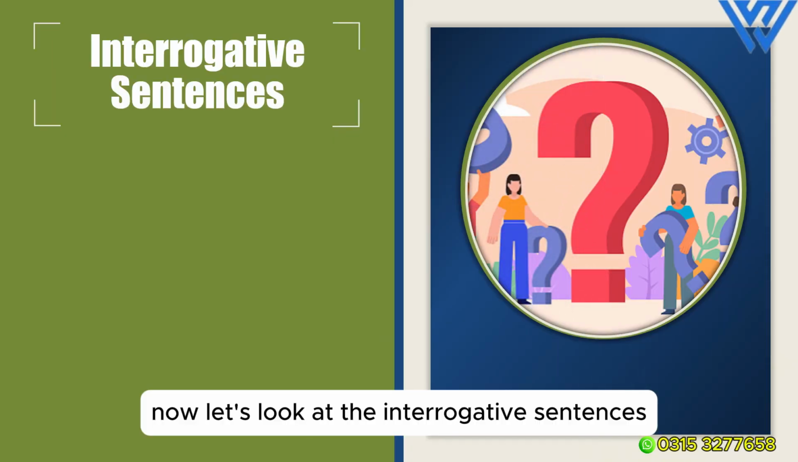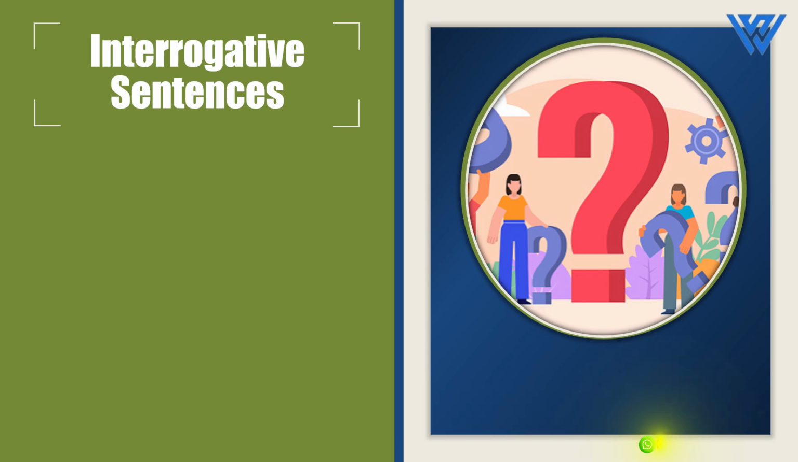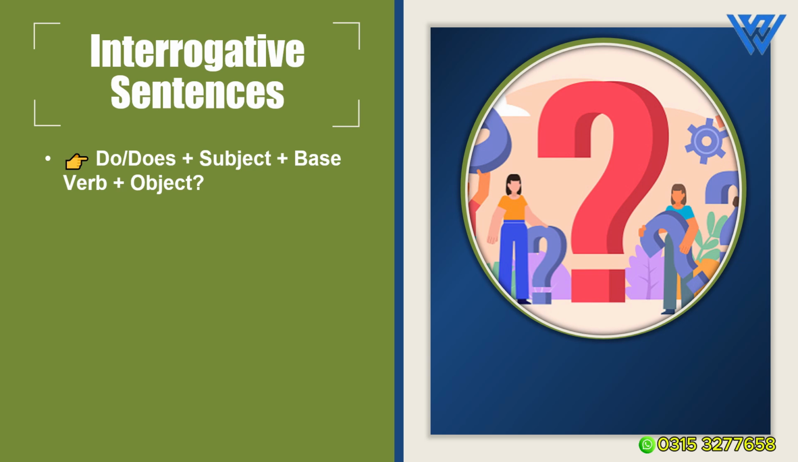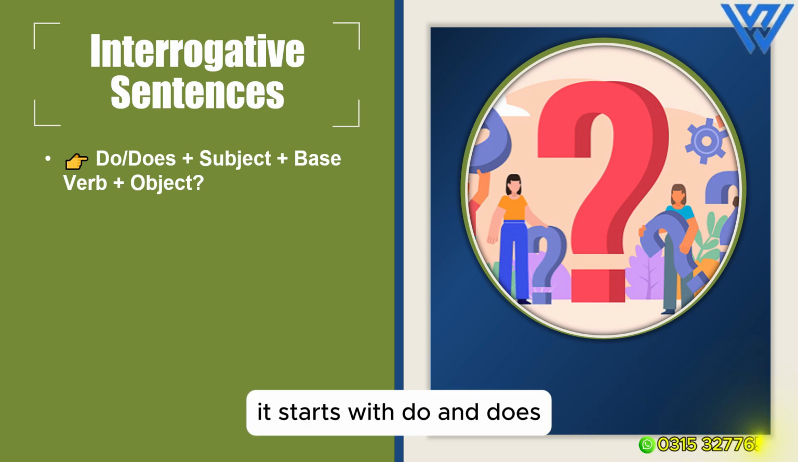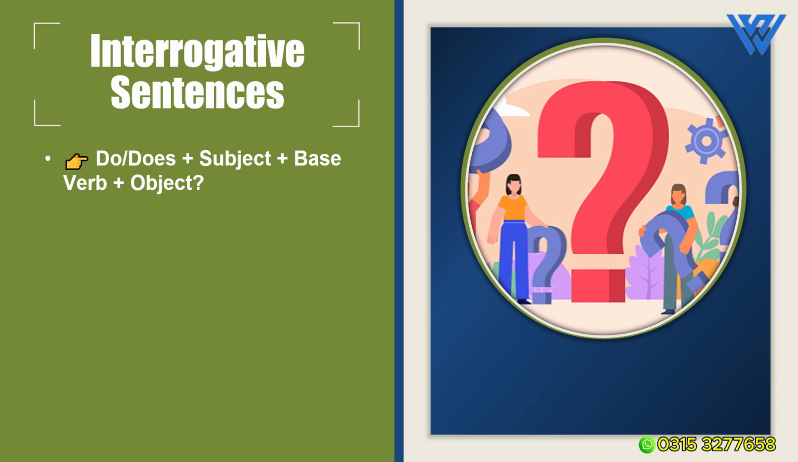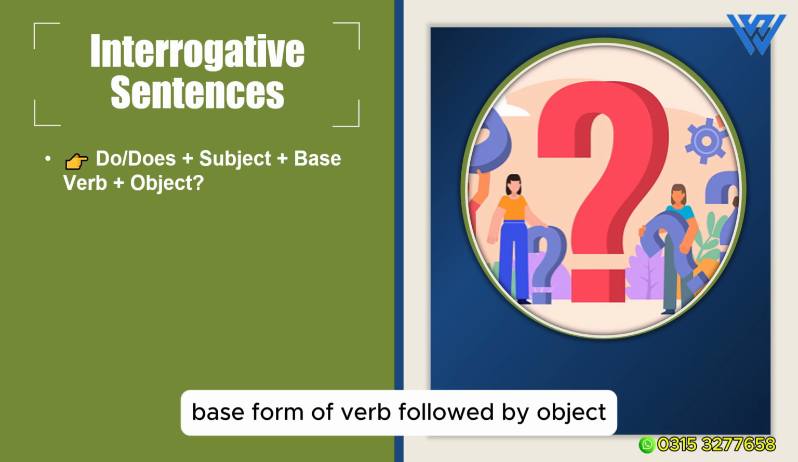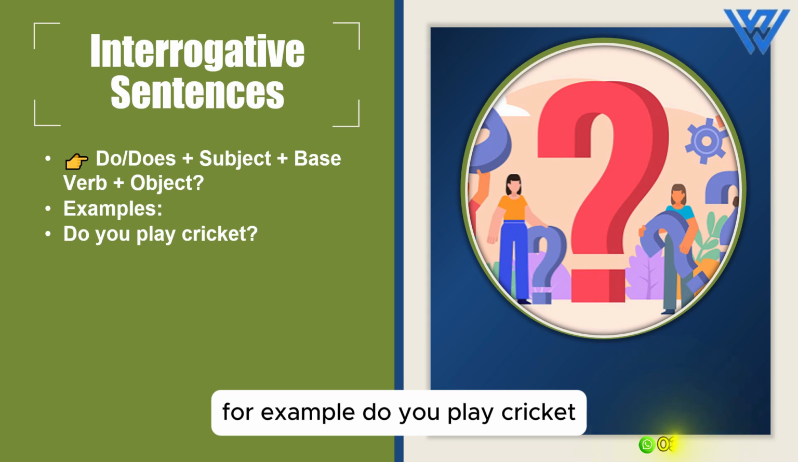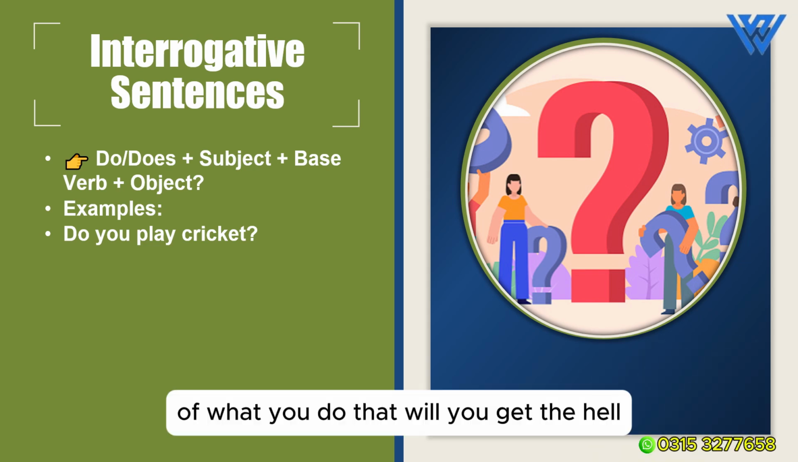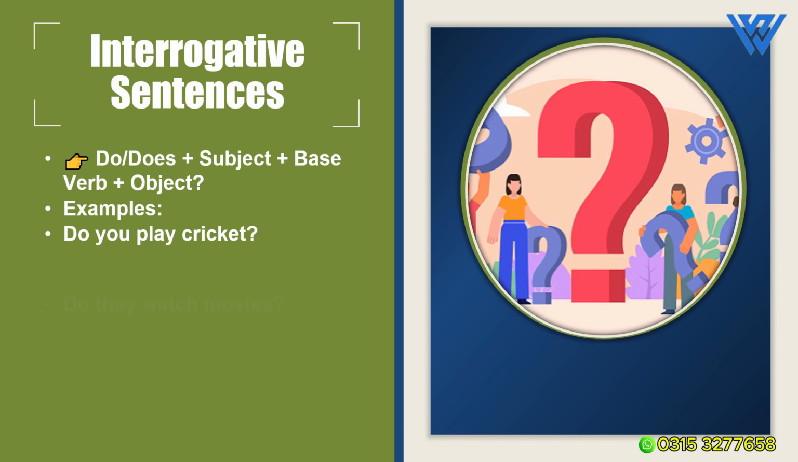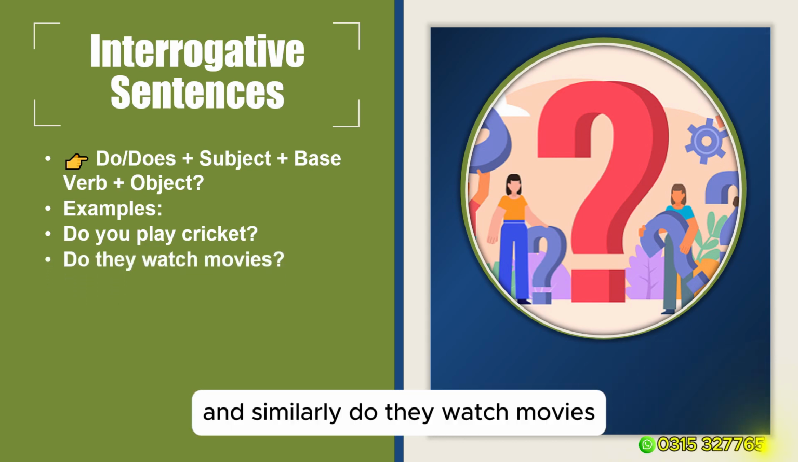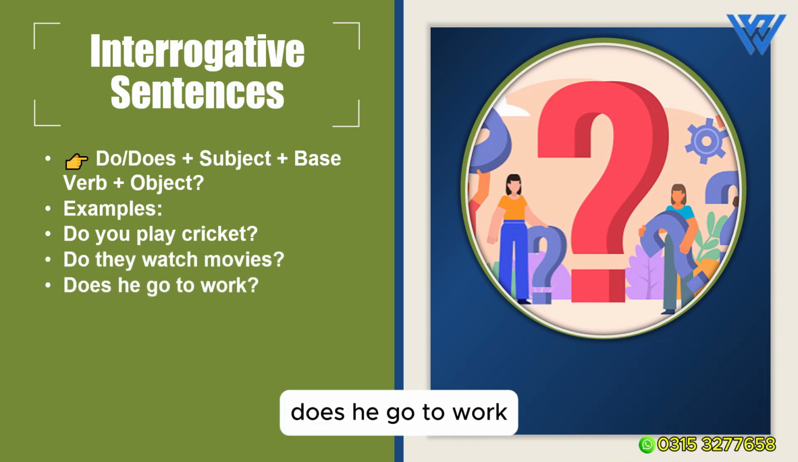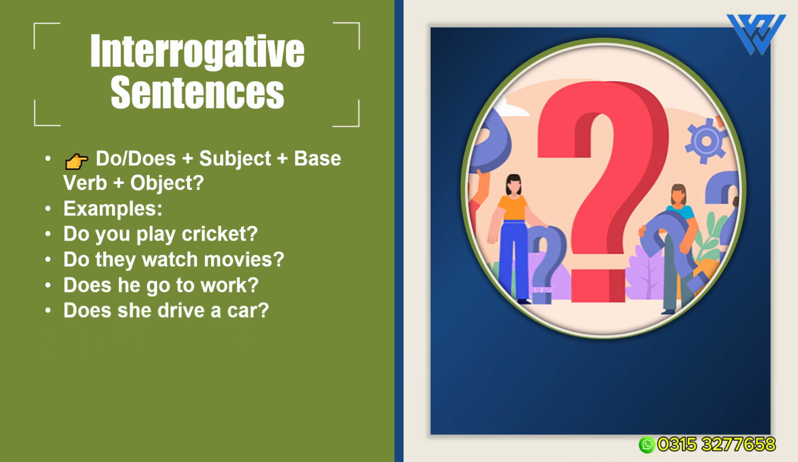Now let's look at the interrogative sentences. सवालिया sentences का क्या structure होता है और उनको हम कैसे बनाते हैं. It starts with do and does. Do या does लगेगा, subject लगेगा, base form of verb followed by object. For example, do you play cricket? अब वो जो do था वो you के पहले चला गया. And similarly, do they watch movies? Does he go to work? Does she drive a car?